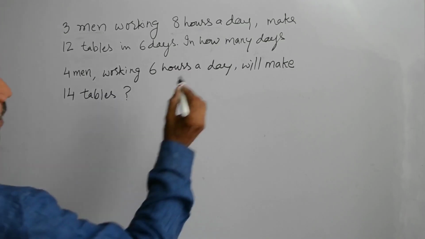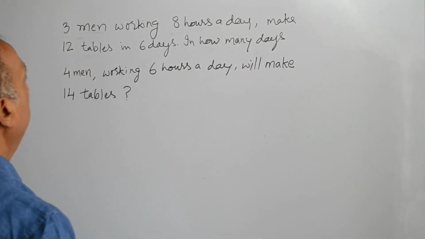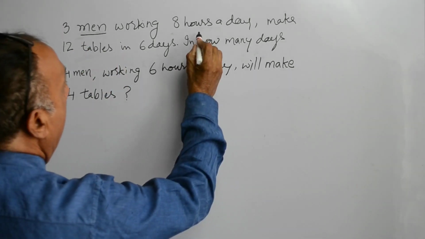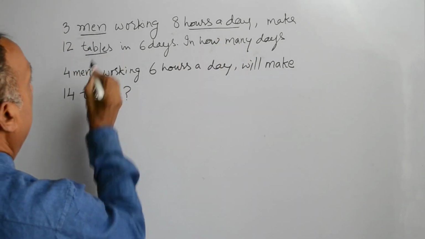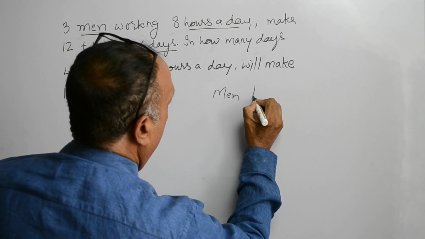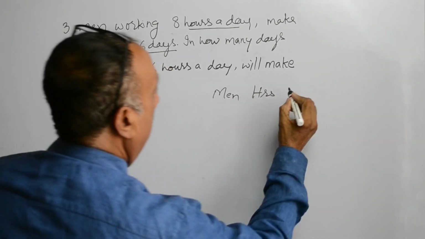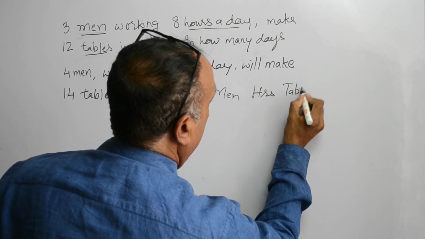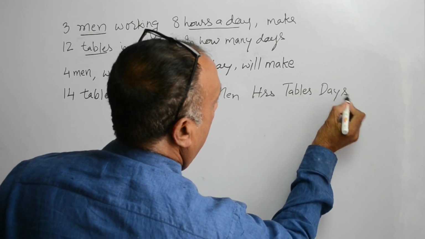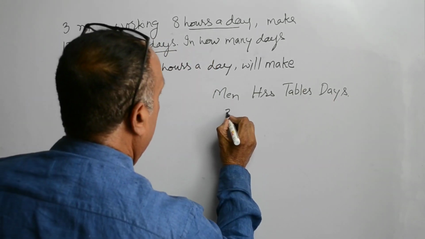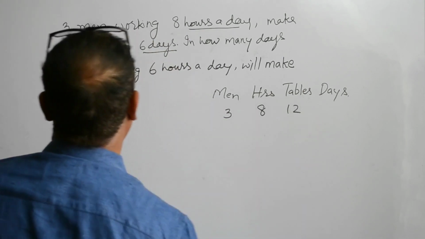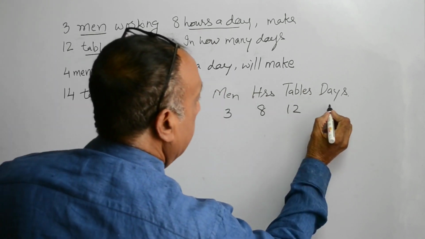So we are to find out how many days. Days are to be found out. So we have men, hours a day, tables and days. So men, hours, tables and days. 3 men in 8 hours make 12 tables in 6 days.